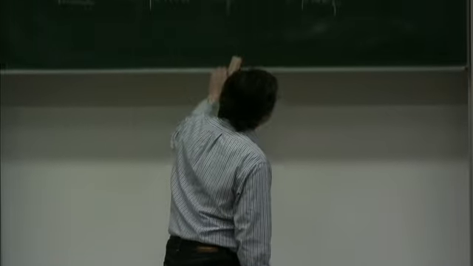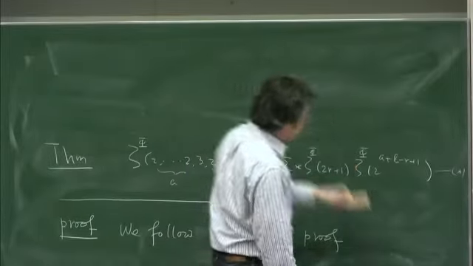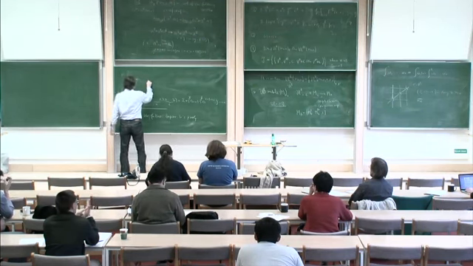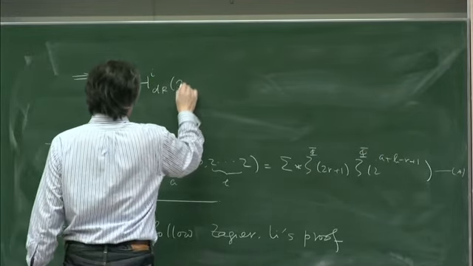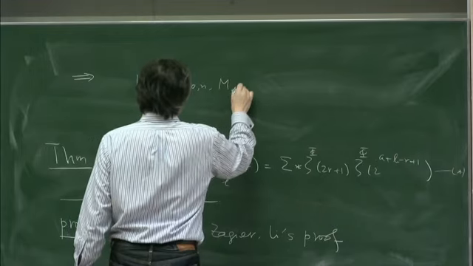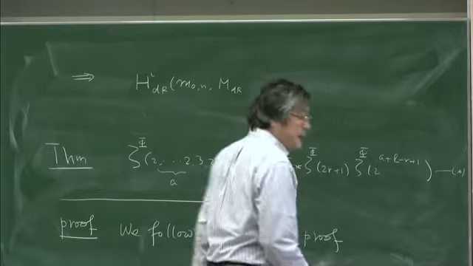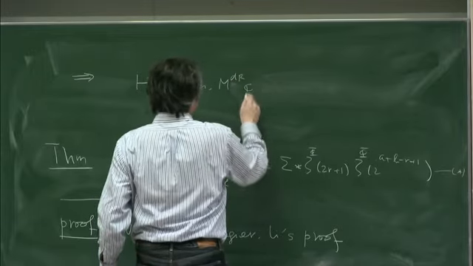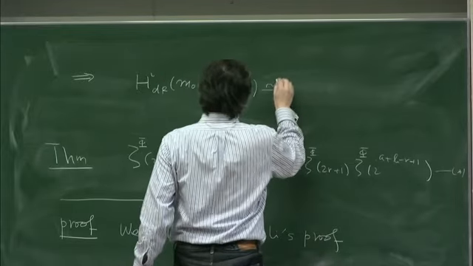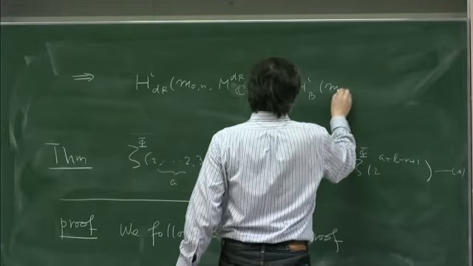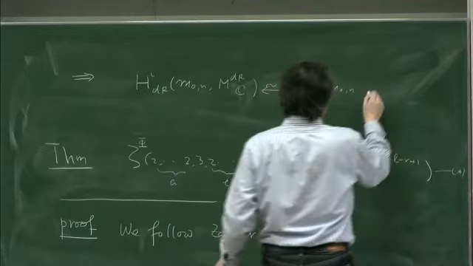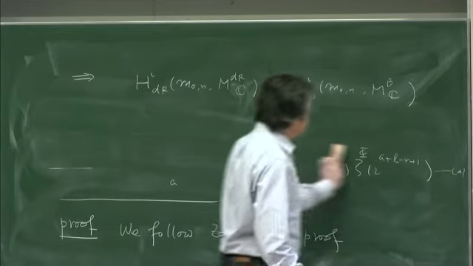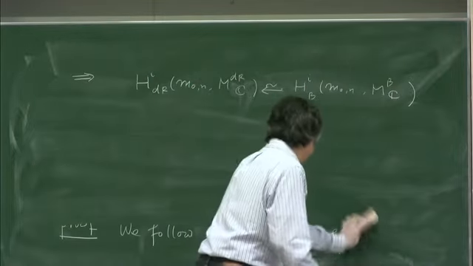Therefore, we have an isomorphism between the de Rham part and the Betti part. We have an isomorphism between the de Rham part of M_0 and M de Rham, and an isomorphism between the Betti part of M_0 and M_B tensor C. So we have this isomorphism.